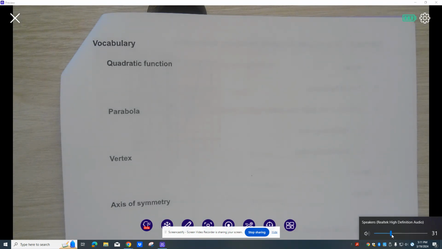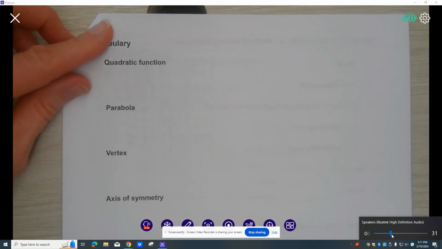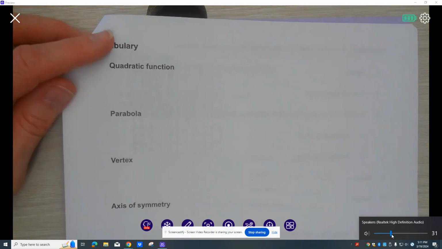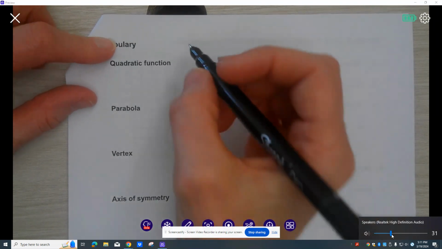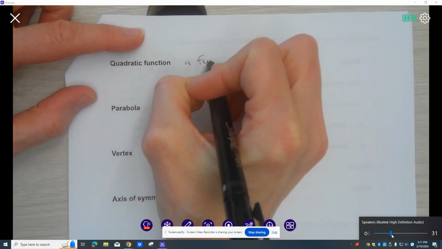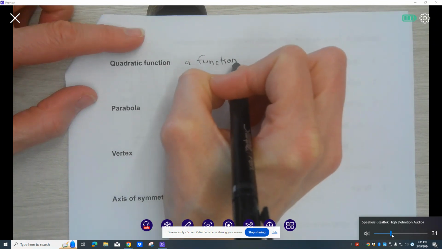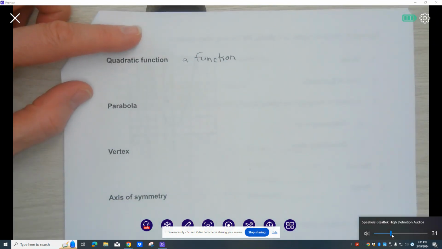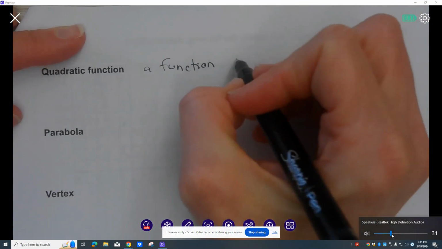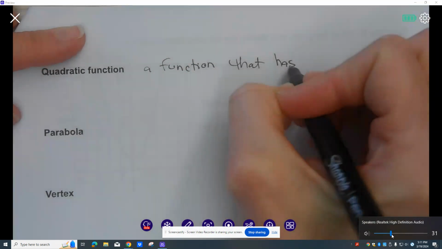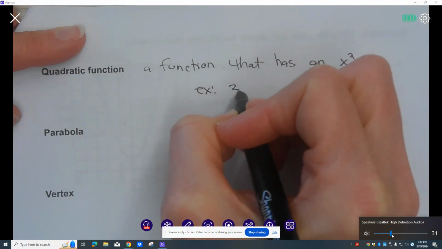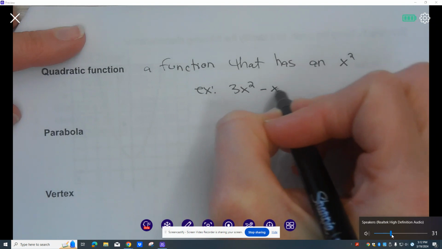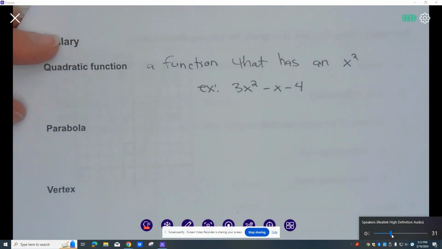In chapter 7, we did a lot of factoring of equations that had x squareds in them. Those equations that have x squareds are called a quadratic equation or quadratic function. So a quadratic function is a function that has an x squared. I'm going to zoom this in a little bit. For example, we looked at some like this in chapter 7.